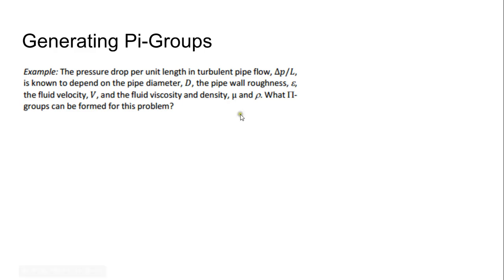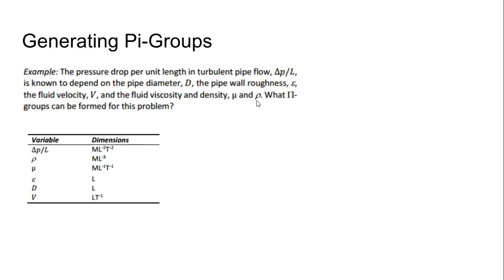Notice here we have delta P over L. That's one of the variables of interest. We have D, epsilon, V, mu, and rho. These are all the relevant variables of interest here. So we just write that down, tabulate it, and then think about what the dimensions are for these in terms of M, L, and T. If you look at density, like the example I mentioned, density is mass per volume, so you get M over L cubed.